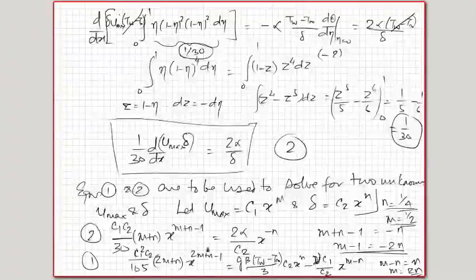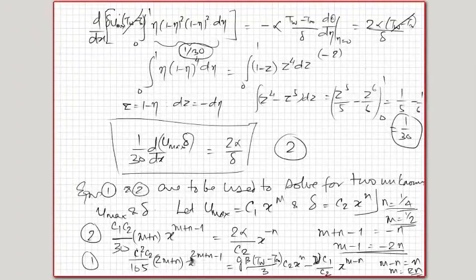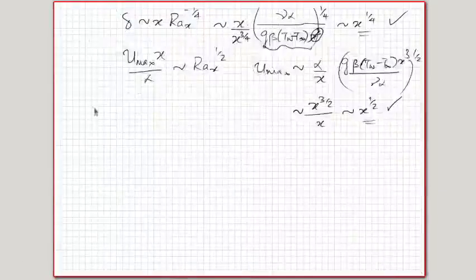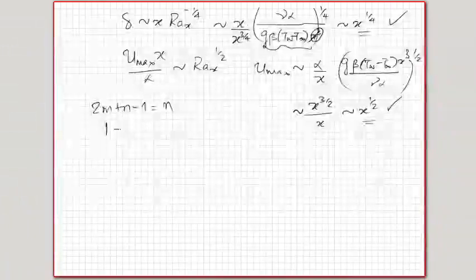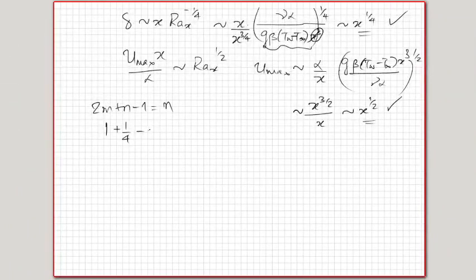So now you have one more equation which we have to confirm. So there is a 2m plus n minus 1 will be equal to n. So let me just write that here. 2m plus n minus 1 is equal to n. So now if m is half, it will become 1, and plus 1 by 4 minus 1 is equal to 1 by 4.